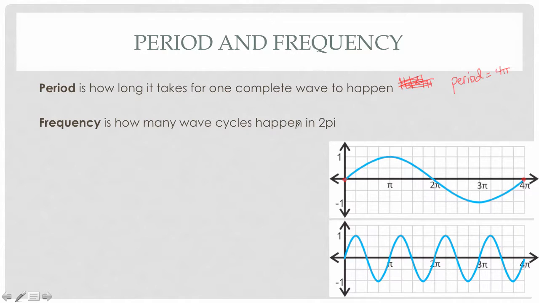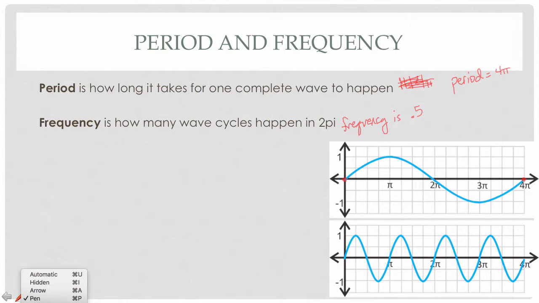Now the frequency is how many wave cycles happen in 2 pi. Well, if we go from 0 to 2 pi, we see we have half of a wave. So for the first graph, the frequency is 0.5, the half of a wave in that 2 pi span.